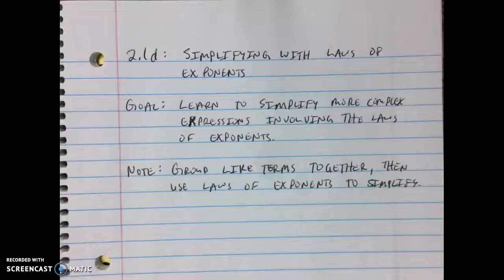For lesson 2.1d, we are going to be talking about simplifying with laws of exponents. And our goal for this lesson is to learn to simplify more complex expressions involving the laws of exponents. Now, one thing I want you to make sure that you note is that in order to simplify these expressions, you want to group like terms together, then use the laws of exponents to simplify. And we'll take a look at some examples to show exactly what that is going to look like.